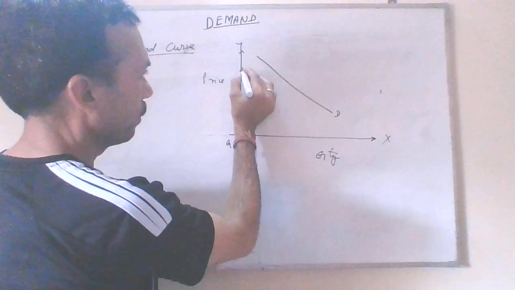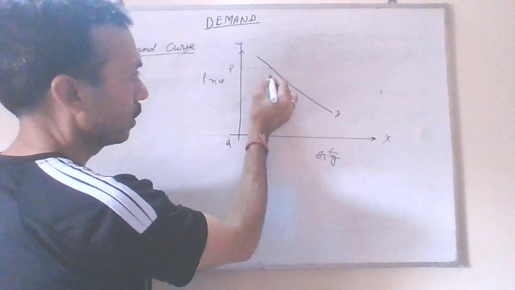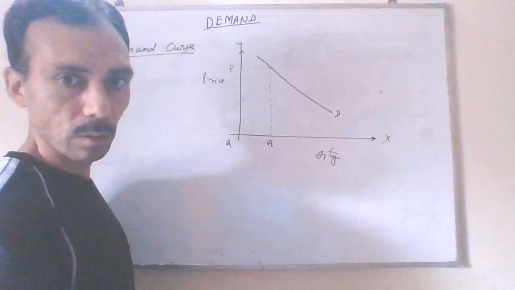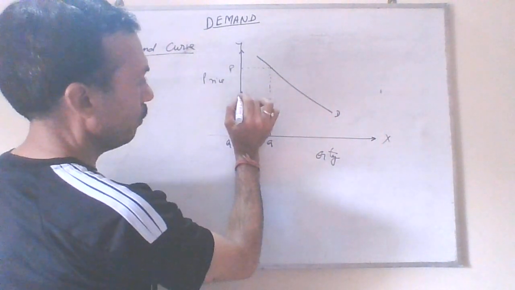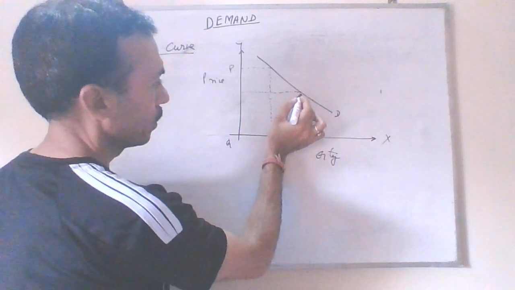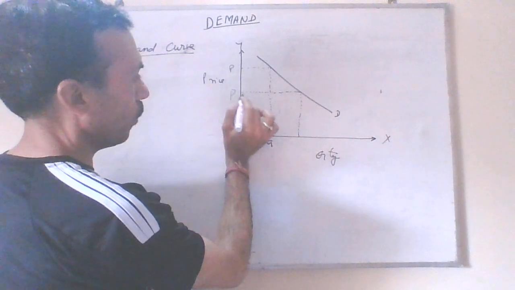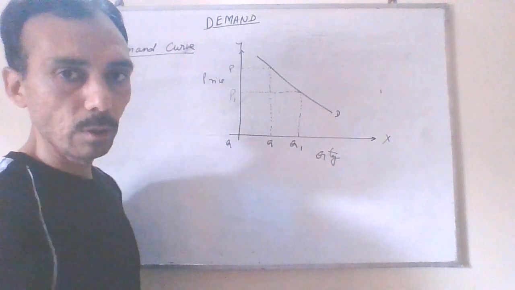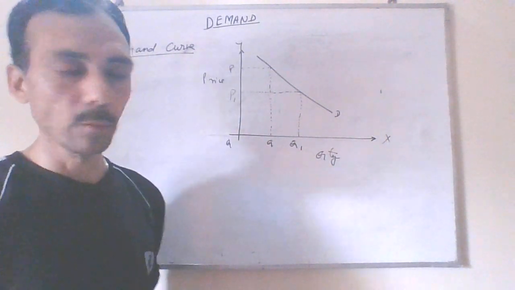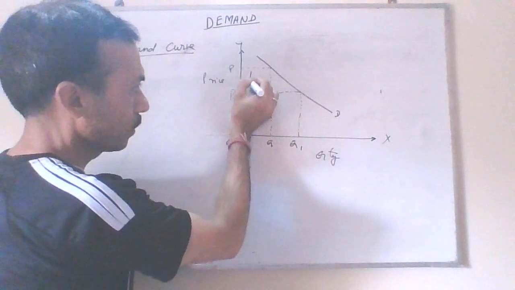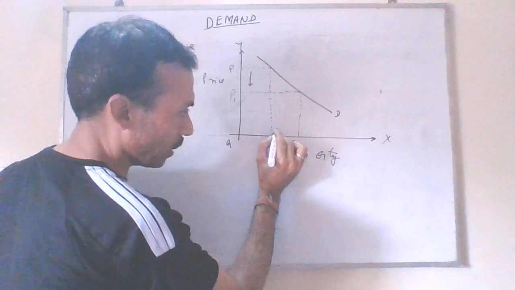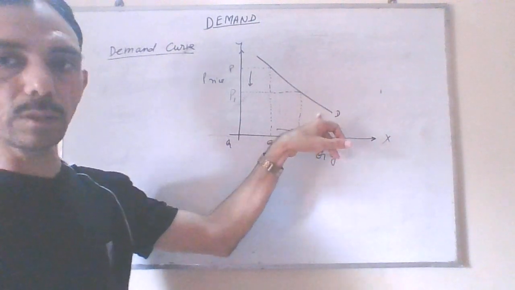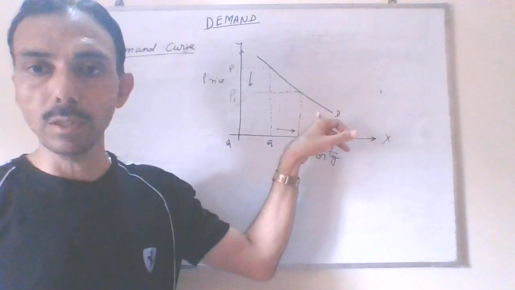When the price is P, the consumer demands quantity Q. When the price is reduced from P to P1, the consumer increases the quantity from Q to Q1, or we can say the consumer expands their quantity. When the price falls from P to P1, the consumer expands their quantity from Q to Q1. So this is a demand curve, simply the graphical representation of the demand schedule.